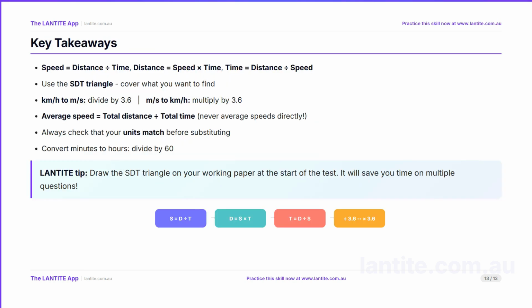Let's recap. The 3 formulas are speed equals distance over time, distance equals speed times time, and time equals distance over speed. Use the SDT triangle to remember them. Cover what you want. To convert between kilometers per hour and meters per second, use 3.6. Average speed is always total distance divided by total time, never average speeds directly. And always make sure your units match before you substitute into the formula. My top LANTITE tip is to draw the SDT triangle on your working paper right at the start of the test. It will help you on multiple questions. Good luck!